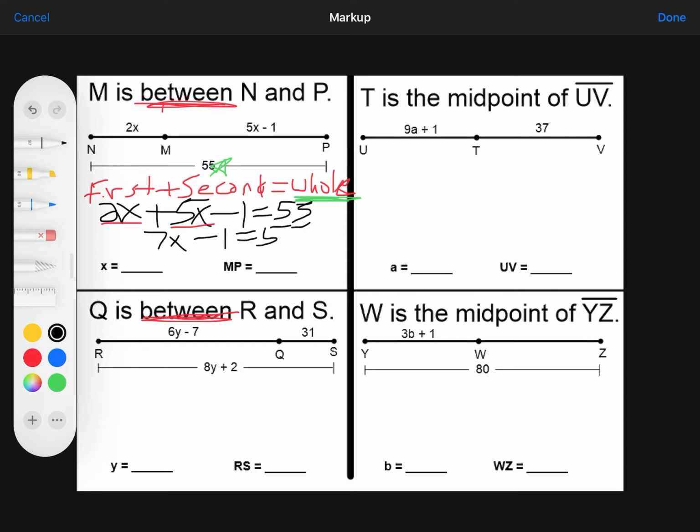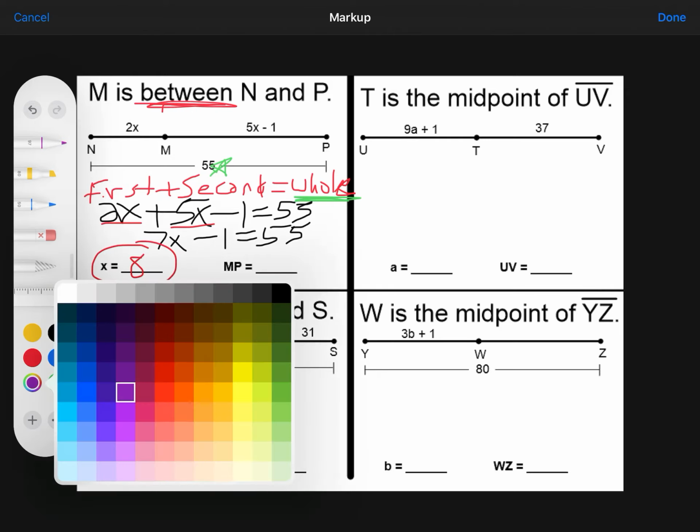I'm out of space here, so I'm just going to say out loud what I would do next. I'd add plus 1 to both sides to get 56. Divide by 7, 56 divided by 7. The answer is x is 8. And then you need to substitute the value back in. So let me use purple here.